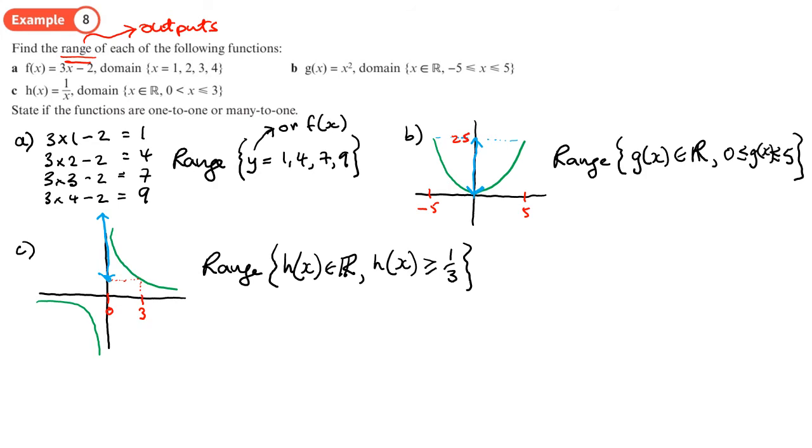And we also need to state if the functions are one-to-one or many-to-one. So now we're just dealing with functions. So the first one here, this is 1-to-1. So all linear functions are 1-to-1. Quadratics, where here we've got two inputs going to one output, so this is many-to-one.